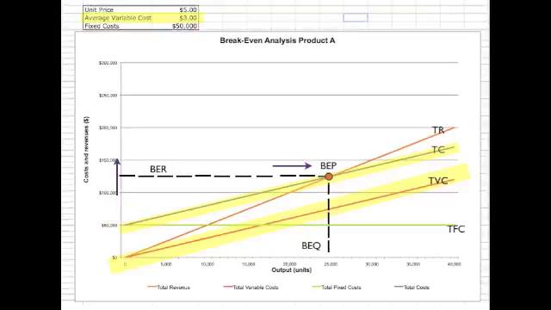A change in average variable cost also results in a change in the total cost, but has no effect on the total fixed cost and the total revenue. If the average variable cost increases, the total cost per unit increases as well. Therefore, it would take more revenue to cover the cost, hence the greater break-even point, break-even revenue, and break-even quantity.